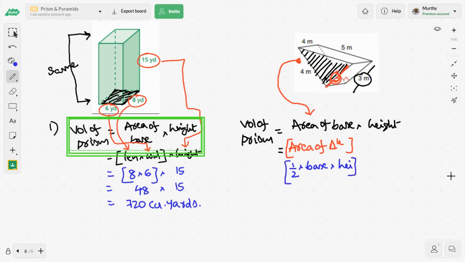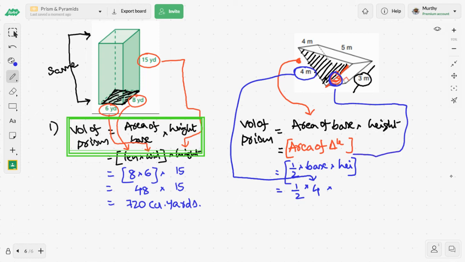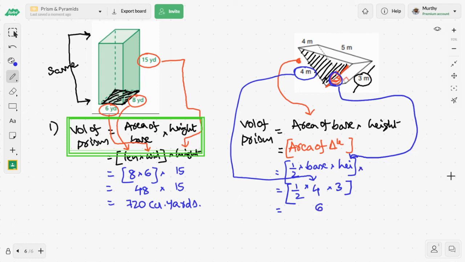Therefore, now plug in these values of the triangle. Half times, what is the base? It is 4 units that goes here. Then what is the height of the triangle? It is 3 units. Oops, that is the height. Therefore, height of the triangle is 3 units. Right? So let me simplify this part. Half times 4 times 3, that is half of 12, that gives me 6 units, times.